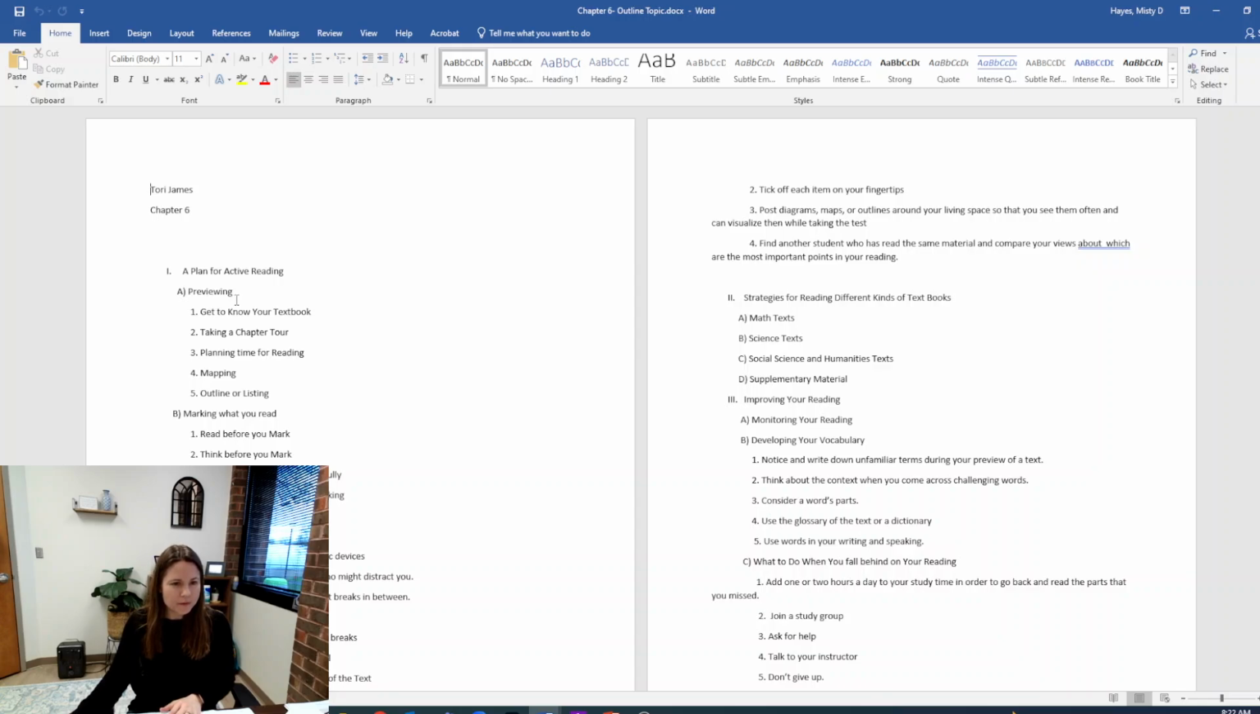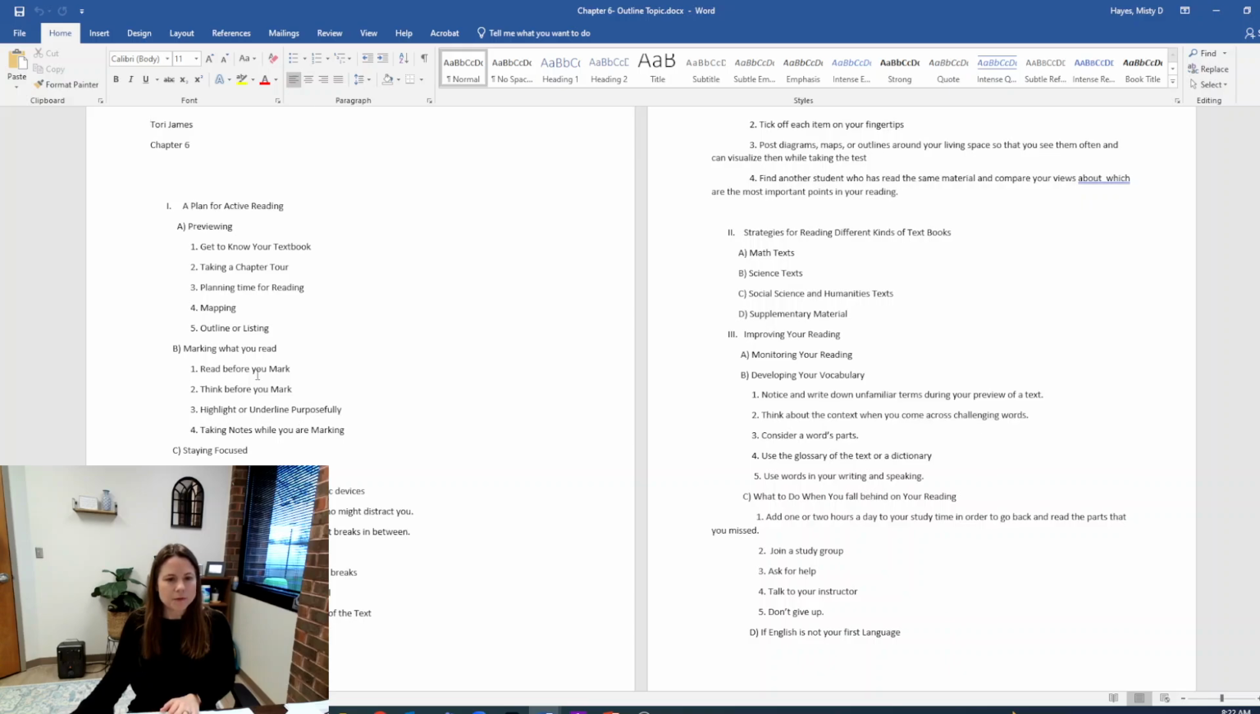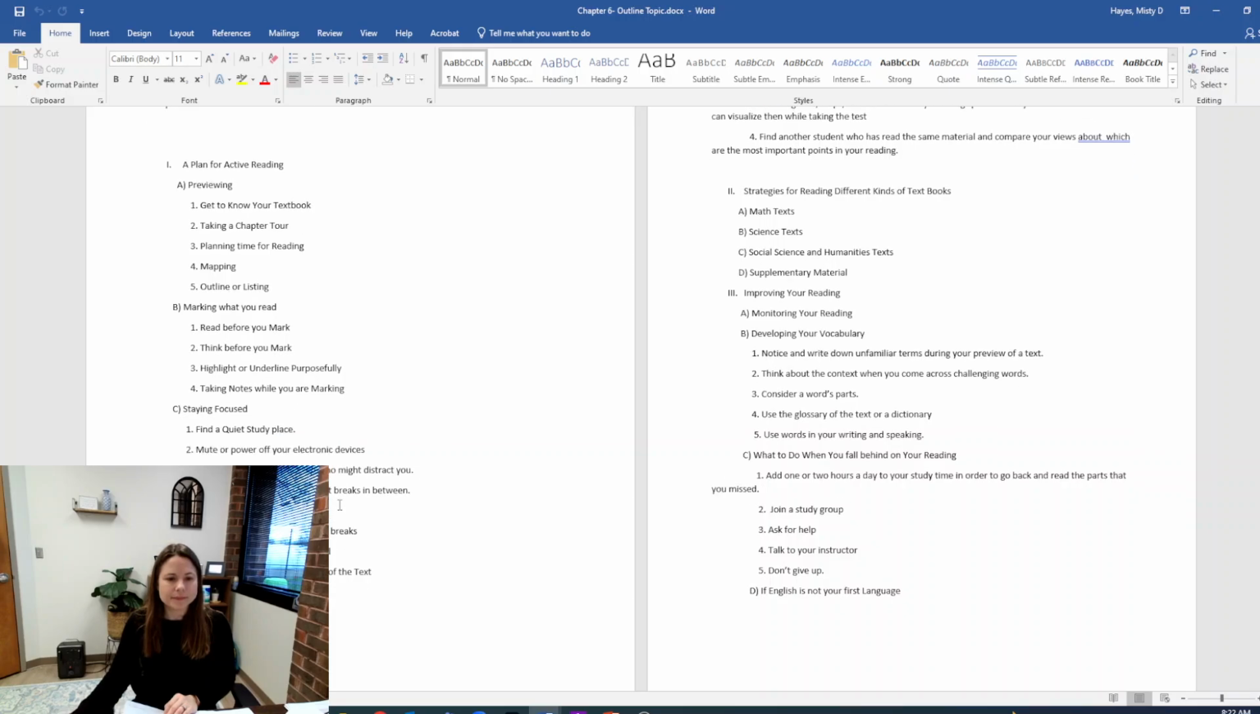Well, how do you preview? Well, you get to know your textbook chapter. You get to take a chapter tour. You're planning time for reading, your mapping, your outline or listing. Okay? And the same goes for marking what you read. So marking what you read is the sub-detail, but you have to tell me, how do you mark what you read? Okay, so this is where your subtopics would come in.